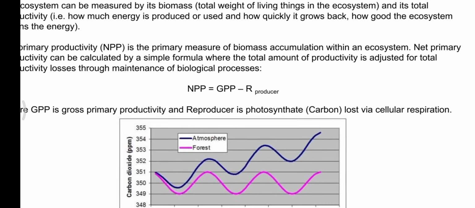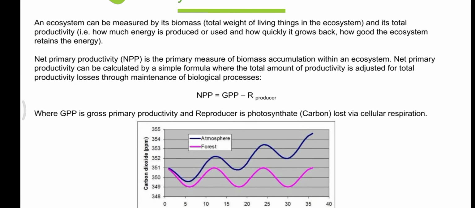What is this? Let's go towards it. We have NPP. NPP is net primary productivity. It is the primary measure of biomass accumulation within an ecosystem.